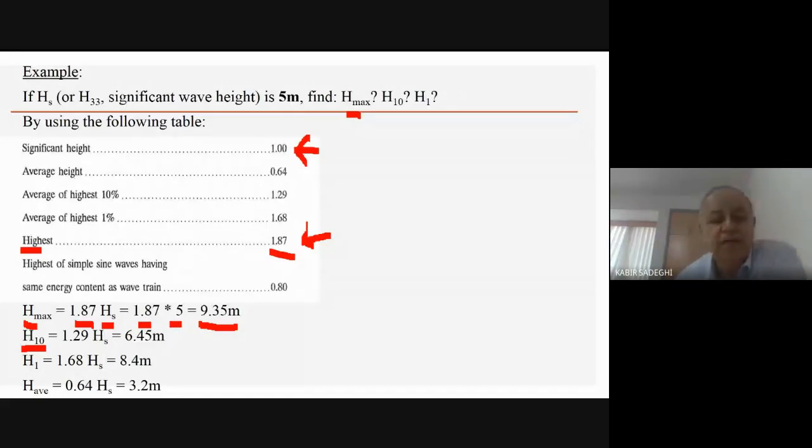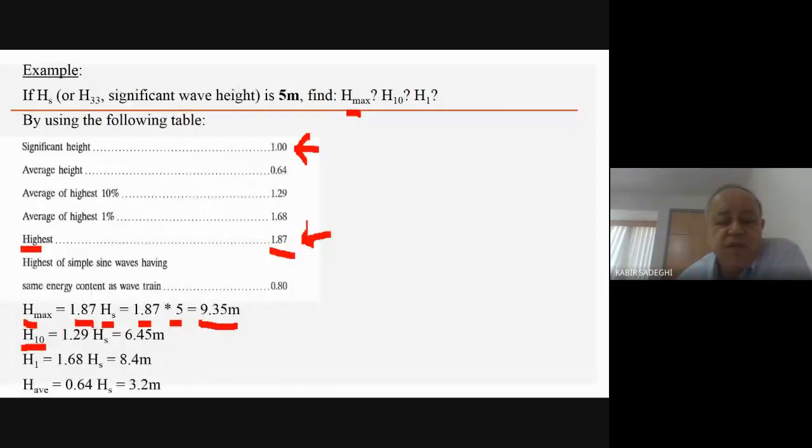Here, you see that we can calculate H10 as well by multiplying 1.29 times HS. You find the H1 similar to that. And for H average, again similar to that, we have this one. Therefore, if one of these heights is given, the others can be calculated from this table. That's all.